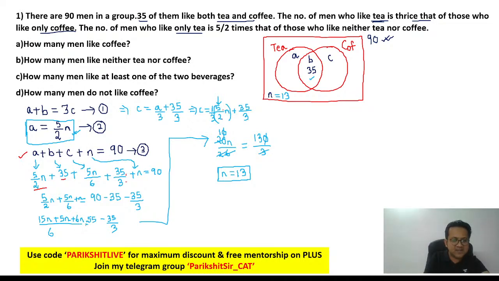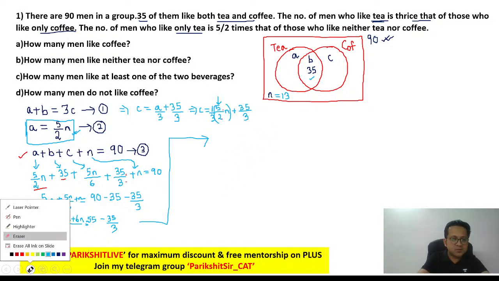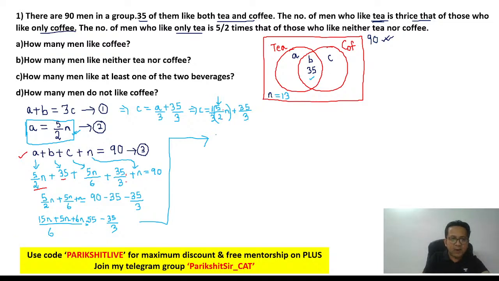Now we get 26n by 6. Let's just write it down again so the calculations are correct. 26n by 6 is equal to how much? This is equal to 130 by 3. So now it is correct. 3 ones are, 3 twos are, 2 ones are, 2 13s are. So 13n is equal to 130. N is equal to 10.